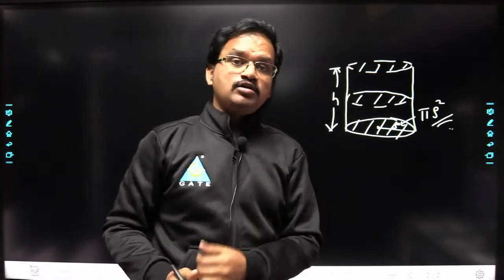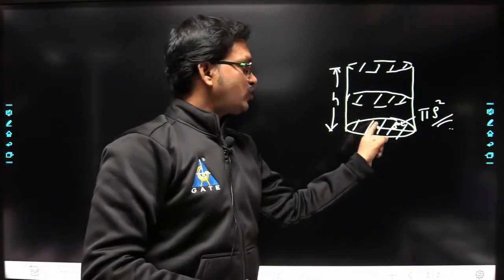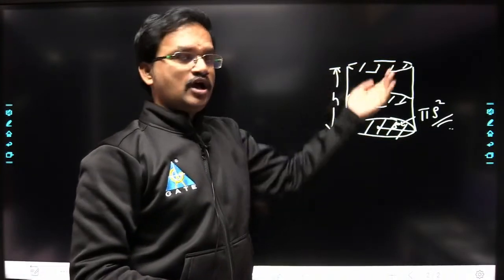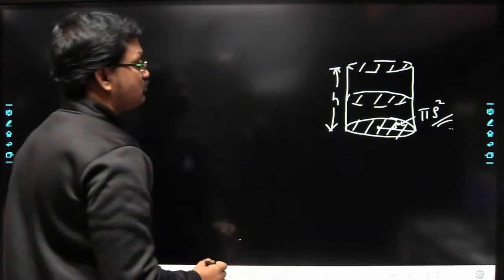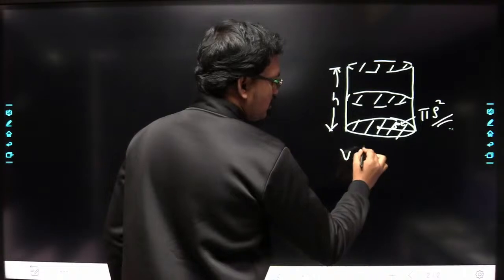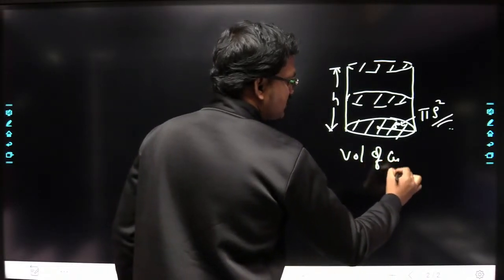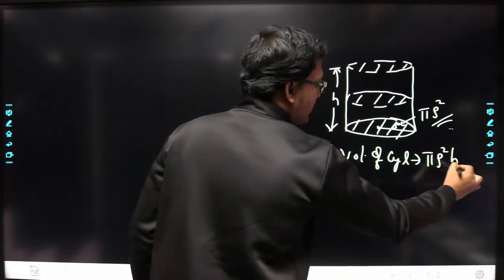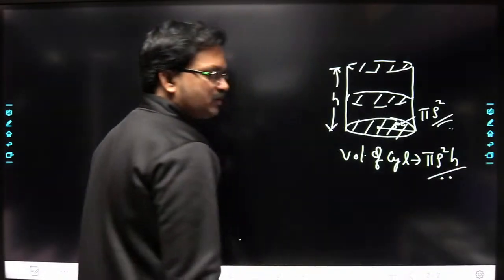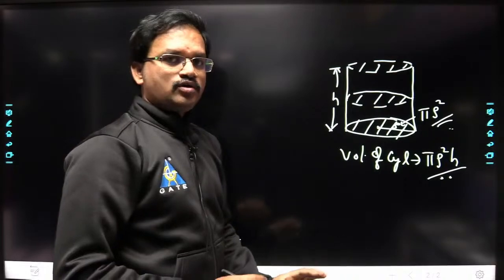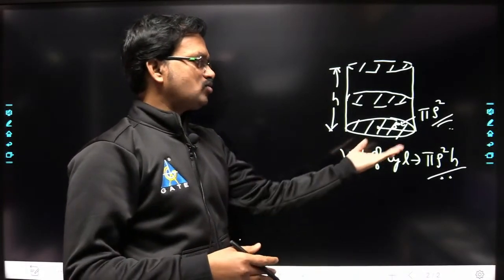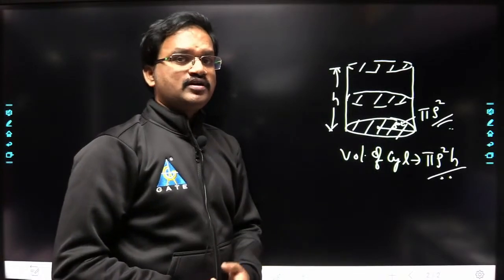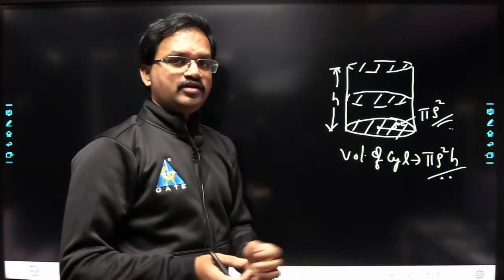So what is the volume of the cylinder? Pi rho square times h. Yes or no? The volume of the cylinder is pi rho square h. So here there is no need to remember any formulas. If you understand how to construct a cylinder, you can easily tell the volume of the cylinder without remembering any formulas.